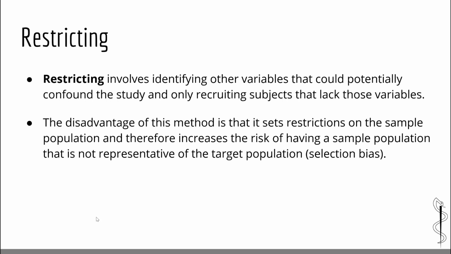Now let's move on to restricting. Restricting involves identifying other variables that could potentially confound the study and then only recruiting subjects that lack those variables. The disadvantage of this method is that it sets restriction on the sample population and therefore increases the risk of having a sample population that is not representative of the target population. In other words, it increases the risk of the selection bias.